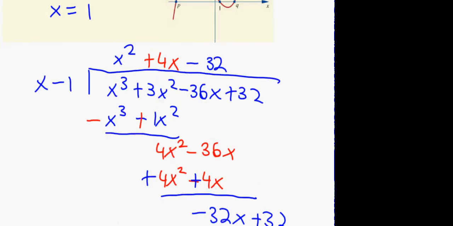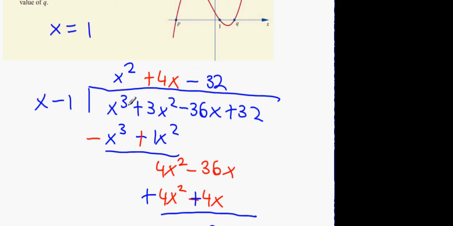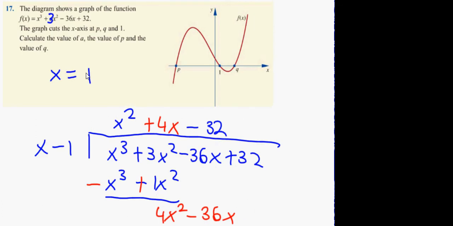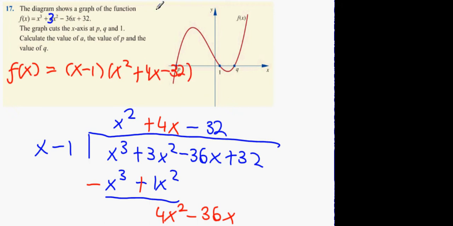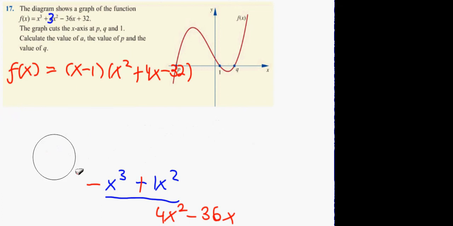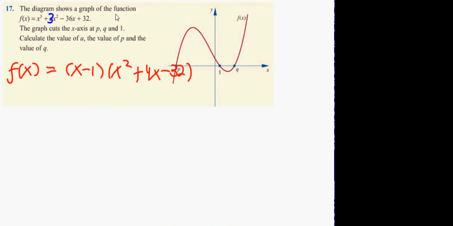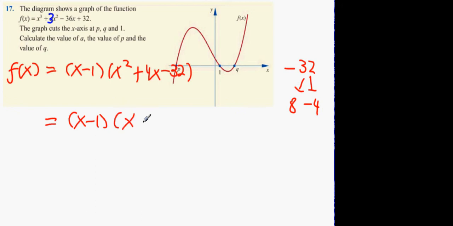Now we know that this equation has been changed, and here's how it's been changed. It's now f of x equals x minus 1, x squared plus 4x minus 32. What we now have to do is factorize it. When we factorize, we're going to get x minus 1. The other one is going to be a reference number of minus 32, and that's going to be plus 8 and minus 4. So we're going to get x plus 8, x minus 4.